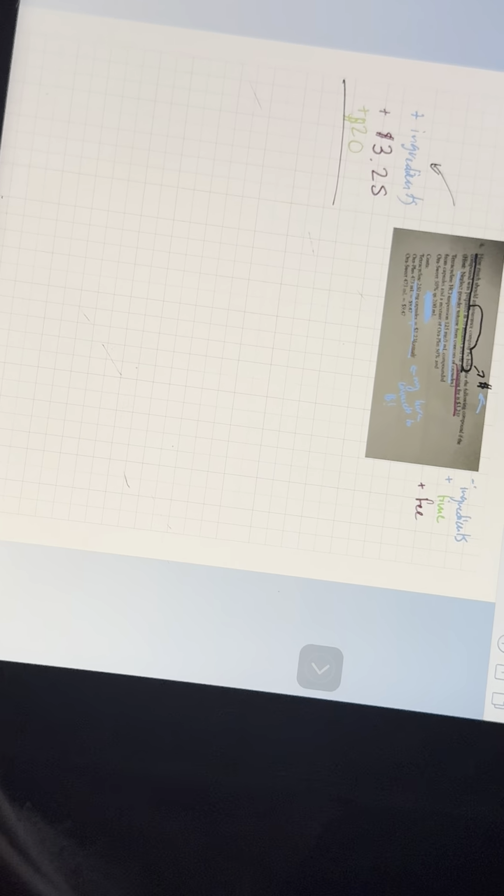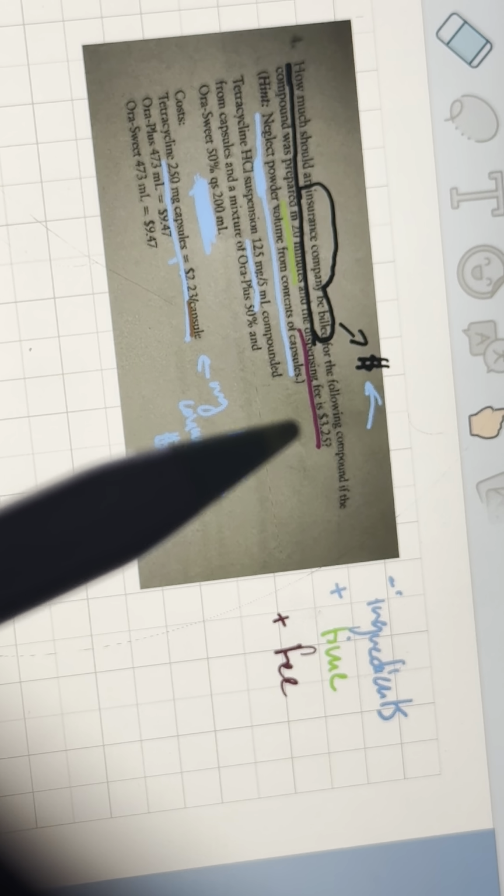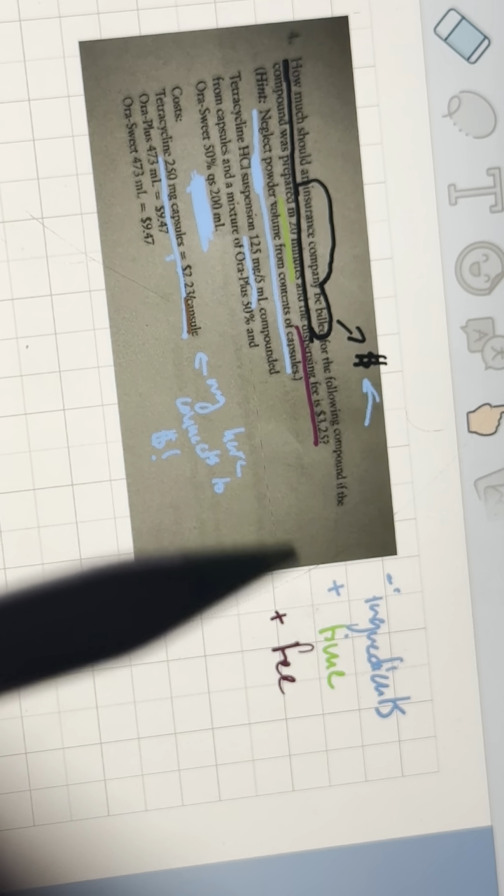As you can see, I made some outlines. I underlined some stuff. This is basically talking about what we want. The black is we're looking for the money that the insurance will be billed. The green is going to be the time, that is the money. The purple is going to be the dispensing fee, as you can see from there. And then the ingredients is the blue.